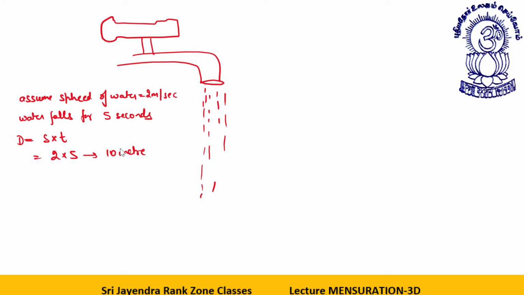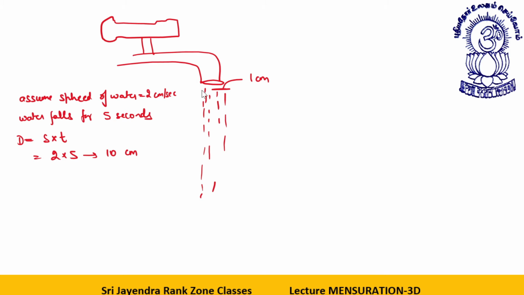So what I can say, 10 meter of the water will fall out from this tap. Secondly, let's say the speed is 10 centimeter per second. No problem. Fine. So how much water will fall? Let's say 10 centimeter. Now, let's say the radius of this tap is, suppose, 1 centimeter.